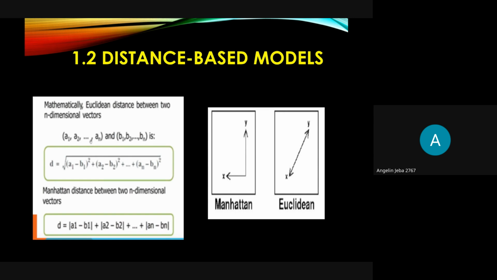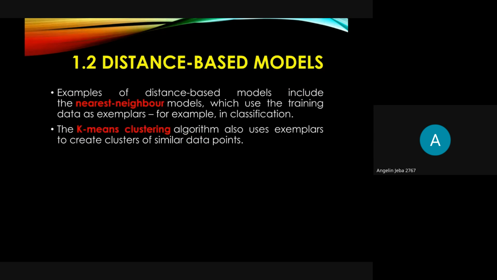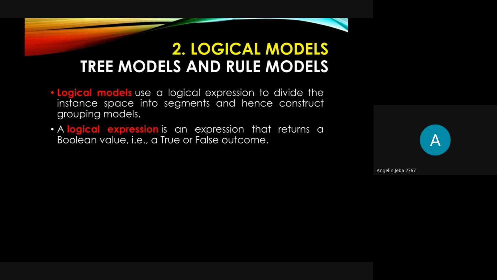Okay, so just an overview will be given in the first module, and the details about every model will be given in the second module and third module respectively. Okay, so distance is applied through the concept of neighbors and exemplars. We'll be studying about all these in the second module. So here it will be the centroid and medoids. We will learn how to find it, and also the k-means clustering algorithm we'll be learning in the second module, and logic models and tree models.